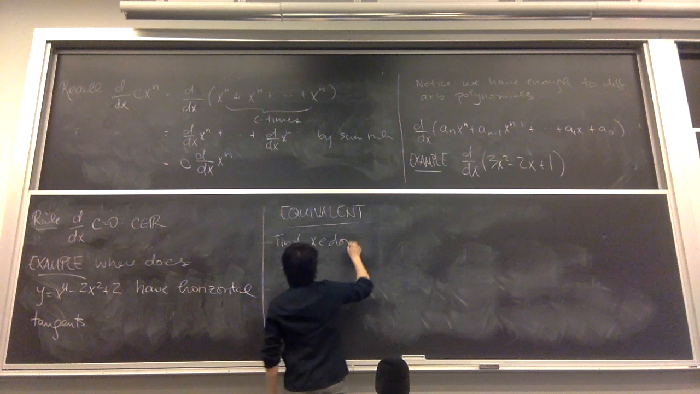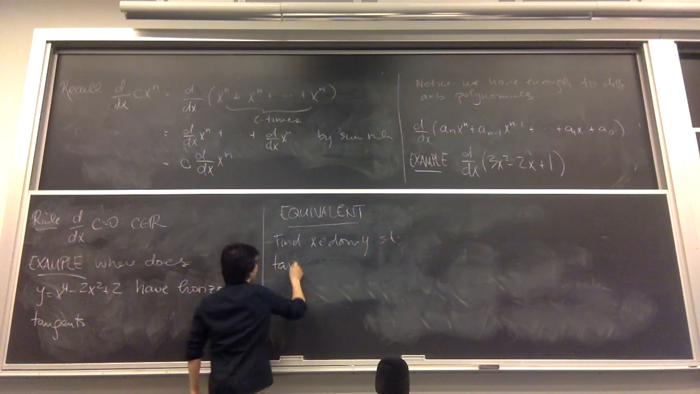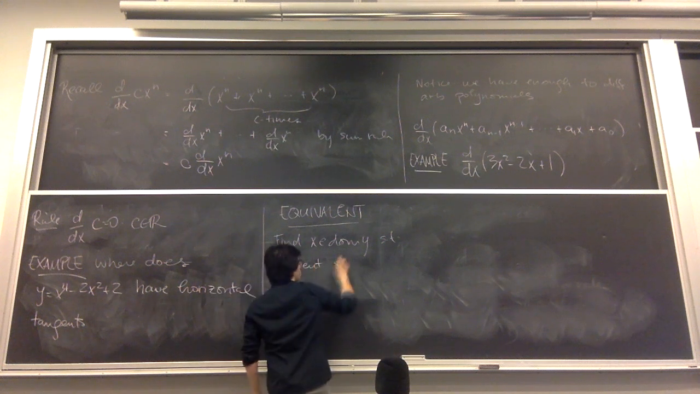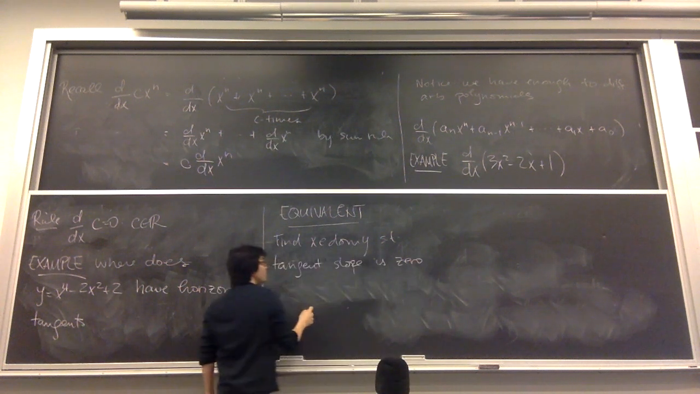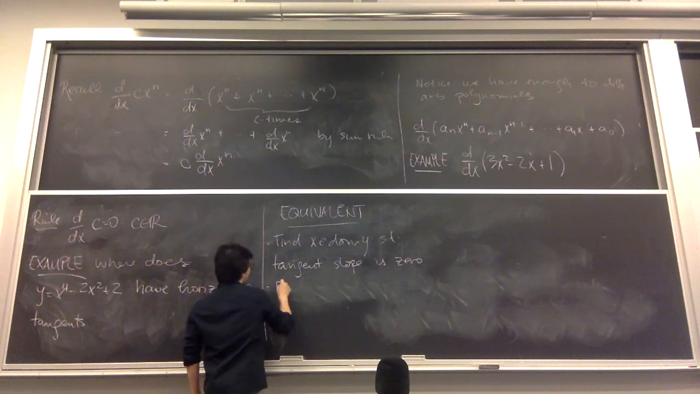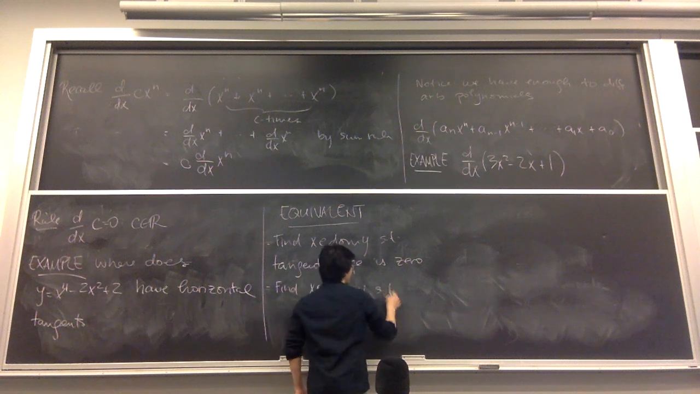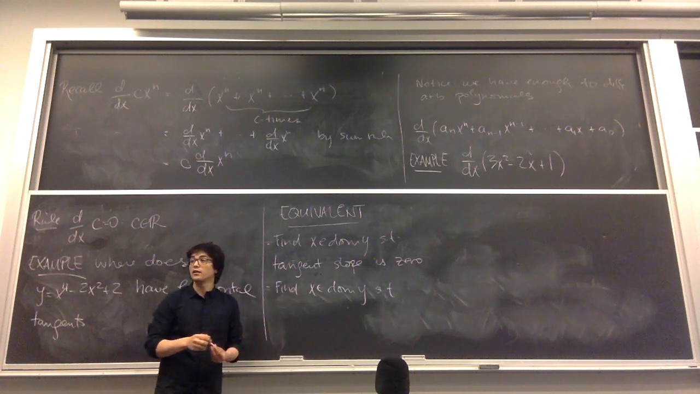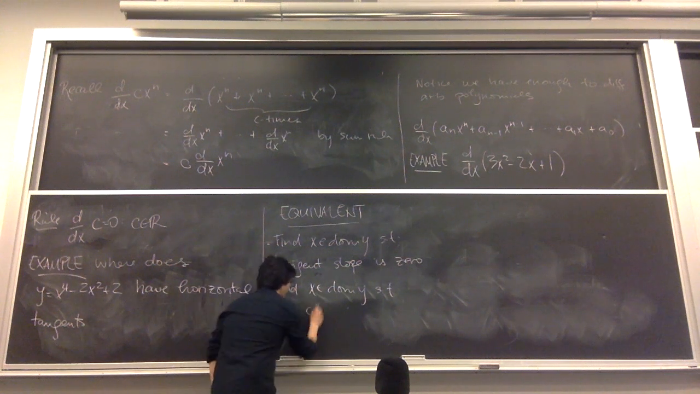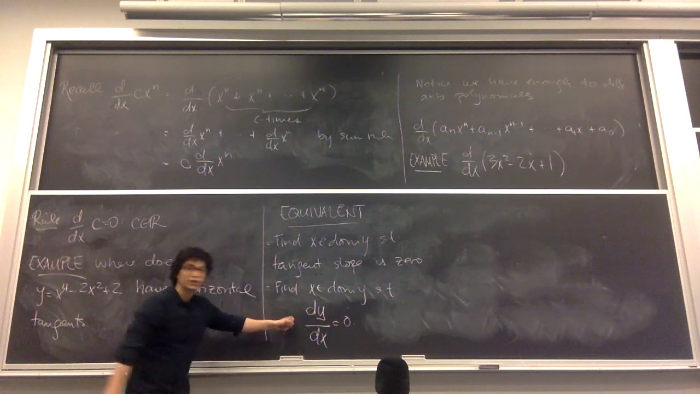Okay, so basically the equivalent question is: find x in the domain of y such that the tangent slope is 0, by which I really mean find x in the domain of y such that, what's the algebraic way of describing this? Yes? Equal to 0. The derivative of y has to be equal to 0. Okay, this is what we're looking for.